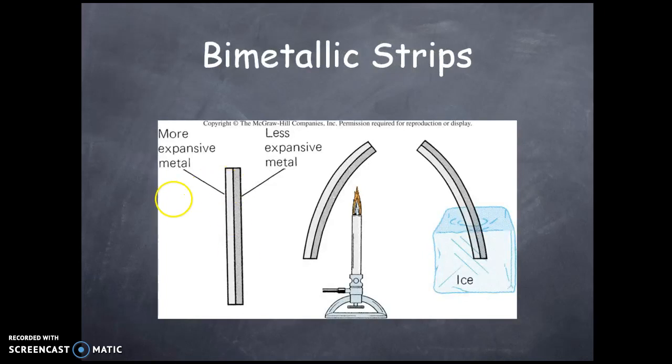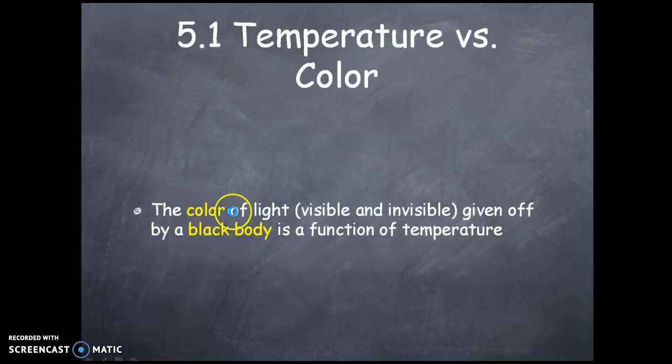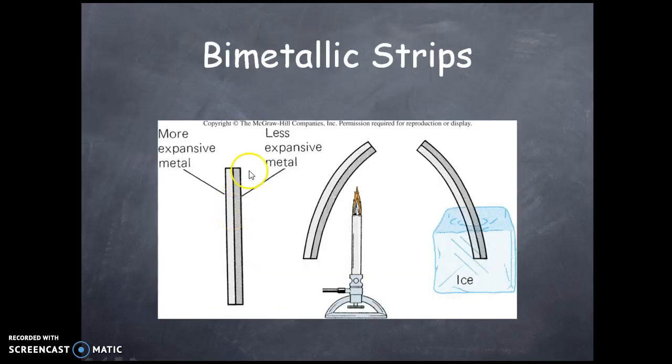So you can see this is how the bimetallic strips are made. They purposefully choose the strips in such a way that one of them is more sensitive to heat and the other is less expansive to heat. This light gray one right here is the more expansive metal, and this dark gray one right here is the less expansive metal.